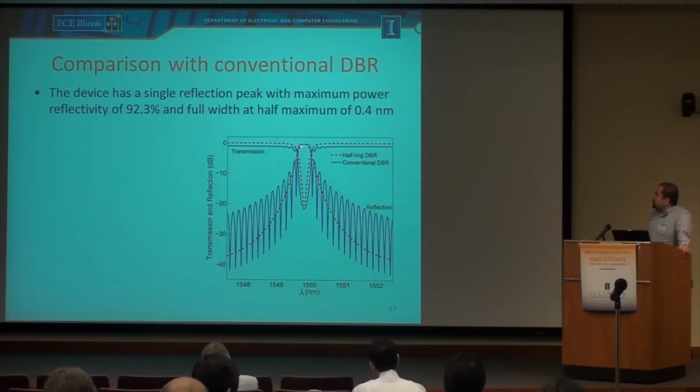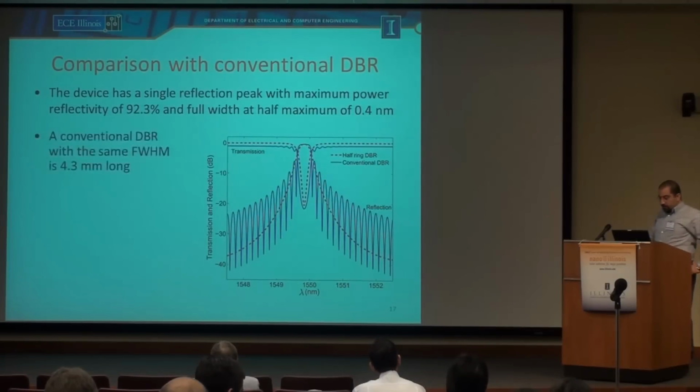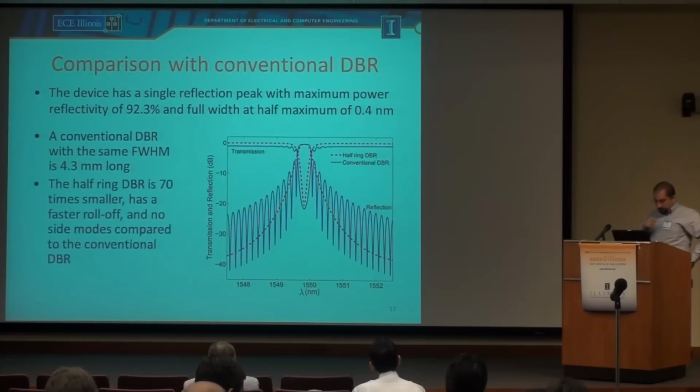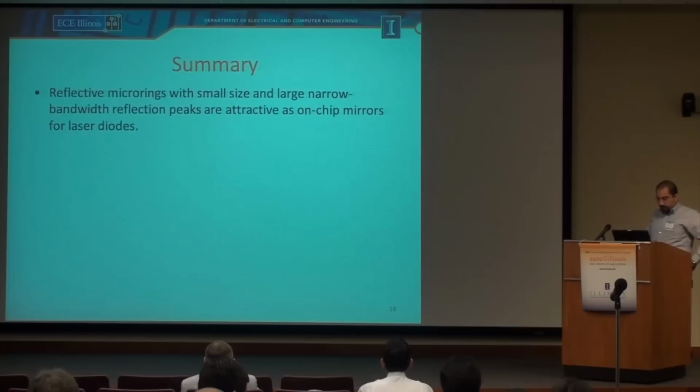We can see that we get a single reflection peak. There are no side modes. The blue line here shows a conventional design of a DBR, which for getting the same full width half max should be 4.3 millimeter long. So in summary, our device is 70 times smaller, has the same reflectivity, and it doesn't have these side modes. It also has a faster roll off for the main peak.